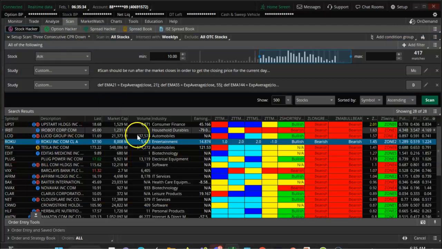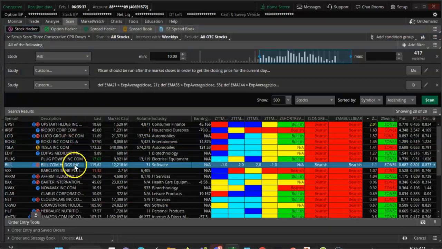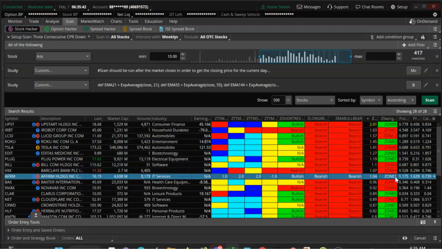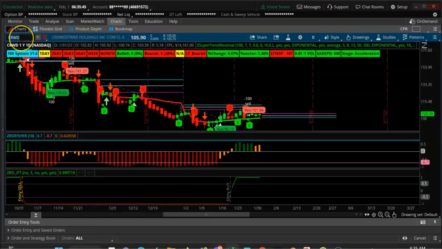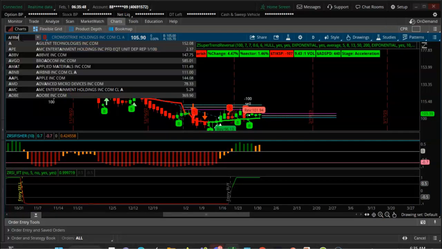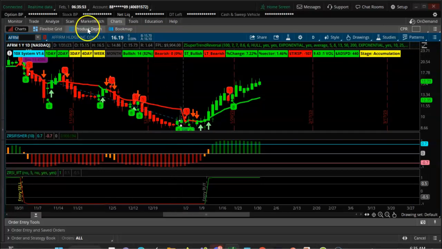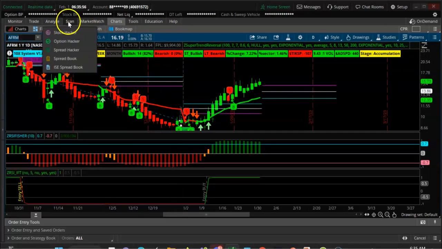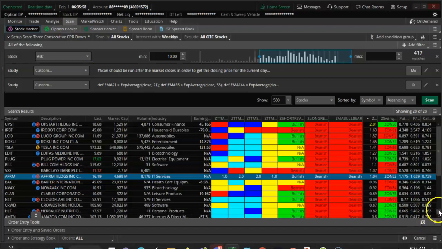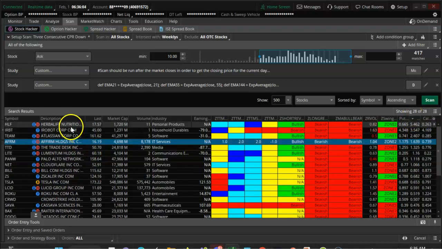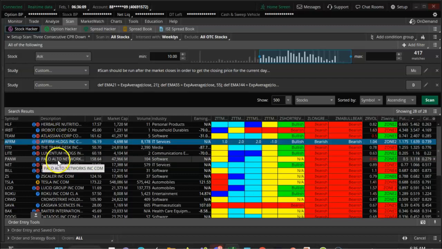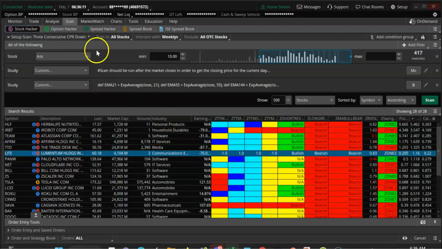Let's look at some more. AFRM. Not a good setup. Put call ratio. I want to look at HLF. Good setup. LITE.